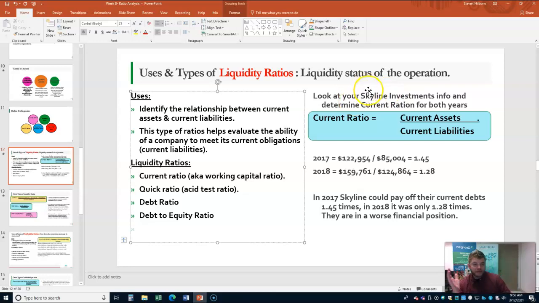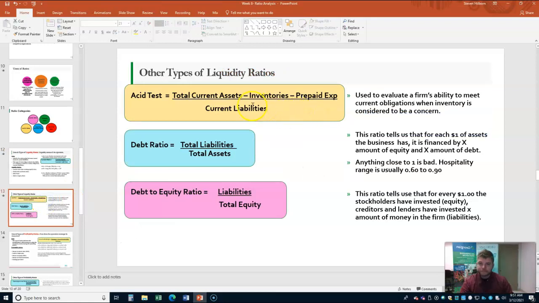So if you were to look at your Skyline investments, you would be able to see the current ratio for both years. It is current assets divided by current liabilities. And here in 2017, it was 1.45. The current ratio in 2018 was 1.28. So in 2017, they were a little bit healthier than they were in 2018. They are currently in a worse financial position if you just look at the current ratio. These are the other ones that you can do as well.